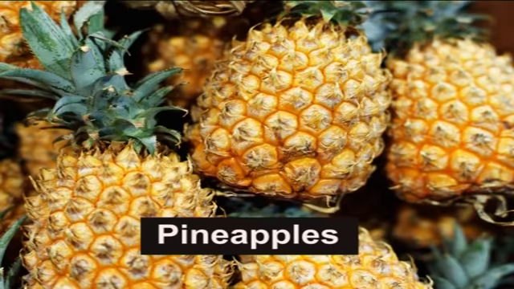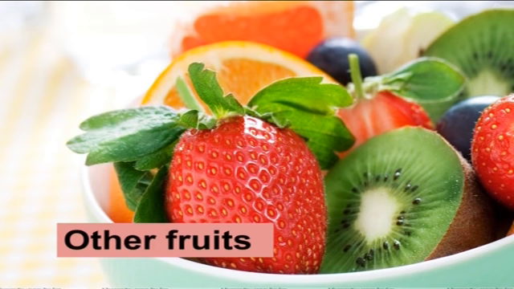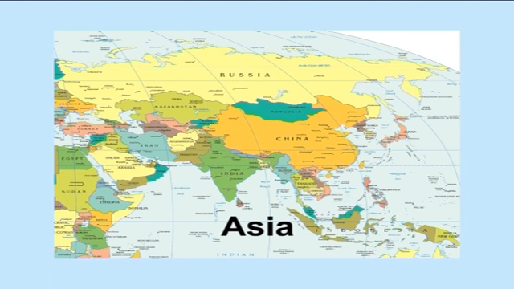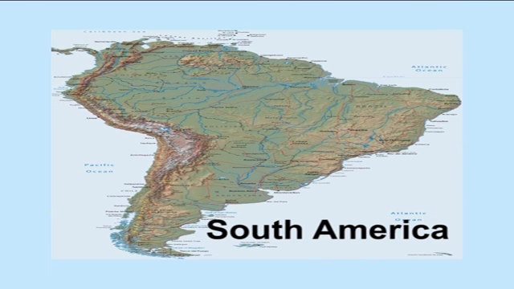Fruit wines have been made from cashew, pineapples and other fruits. Palm wine. Palm wine is a general name for alcoholic beverages produced from the saps of palm trees. It differs from the grape wines in that it is opaque. It is drunk all over the tropical world in Africa, Asia and South America.